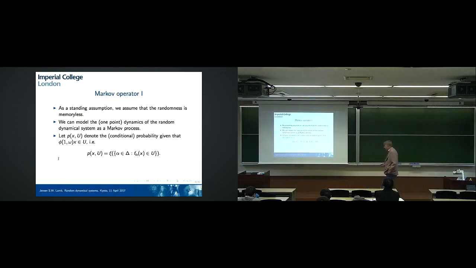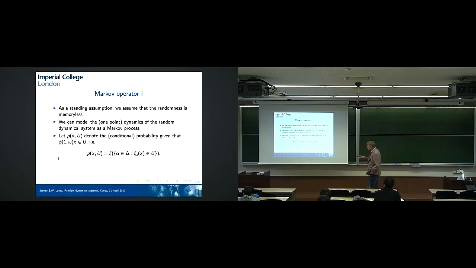Okay. So then we have also introduced these Markov operators. As a standing assumption, we have to assume that the randomness is memoryless. So it's like picking the parameters IID, which is important. And so we can model the one-point dynamics of the random system as a Markov process. I also did this yesterday. Let P(x, U) be the probability to go from the point x into U by the dynamics in one time step.